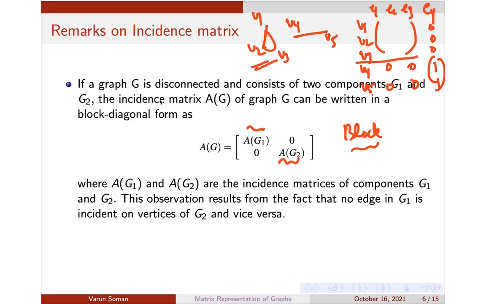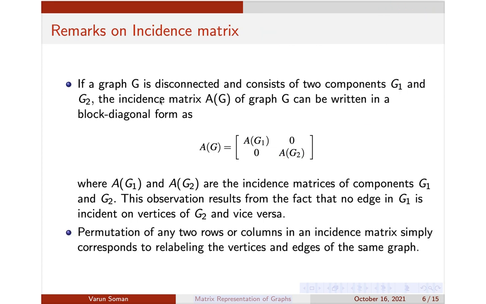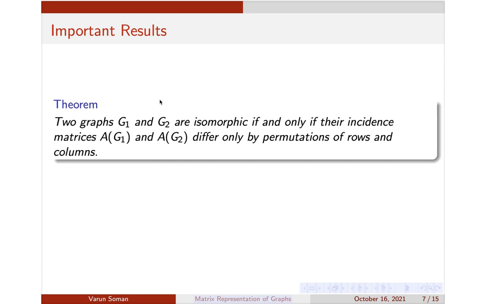That's basically because changing the rows or columns actually changes the labels only. That is what isomorphism also does. Isomorphism is the same graph essentially, except for the labeling of the vertices. So that is a theorem here.